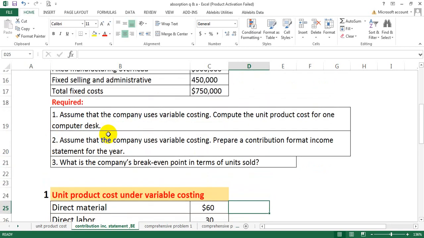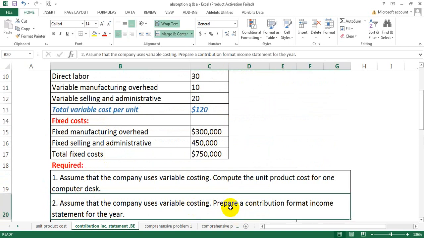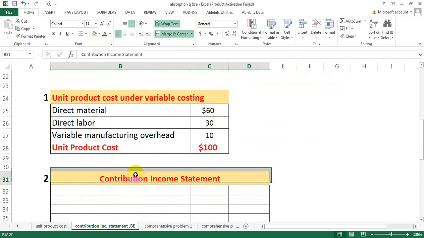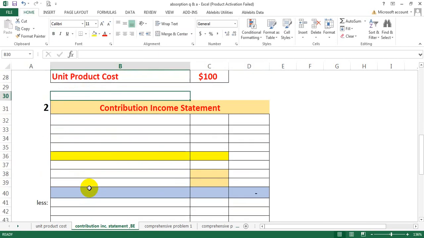We have calculated it. Assume that the company uses variable costing. Prepare a contribution format income statement for the year. What is the requirement here? We need to prepare a contribution format income statement. How will we prepare the contribution income statement? The contribution format income statement, or the variable costing income statement.